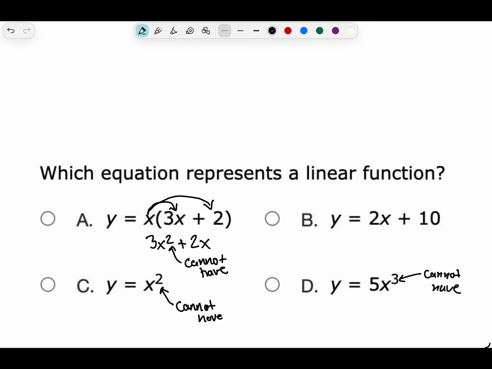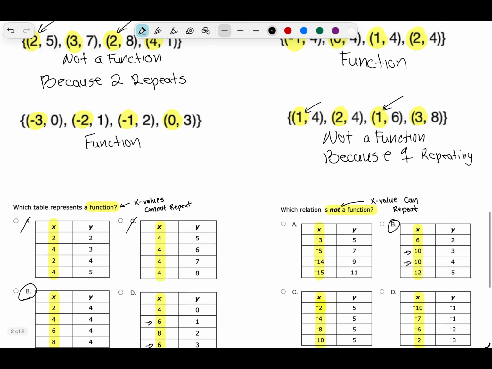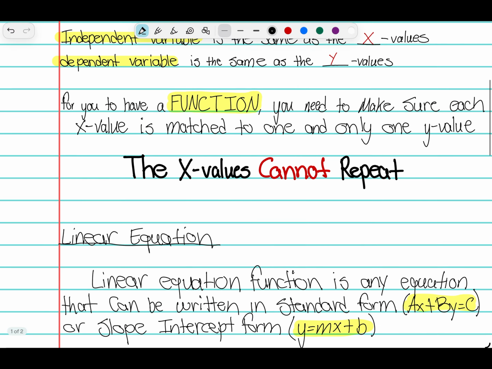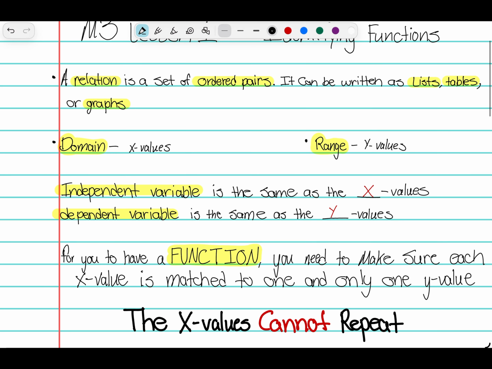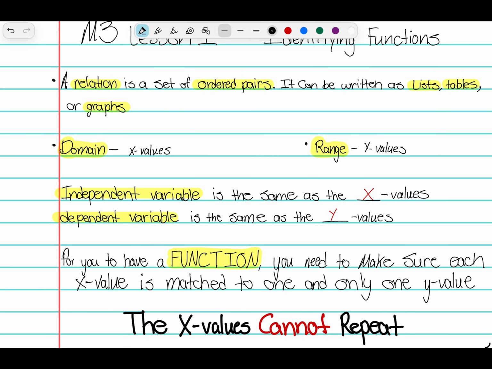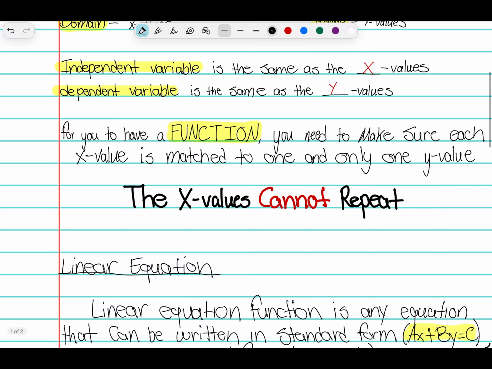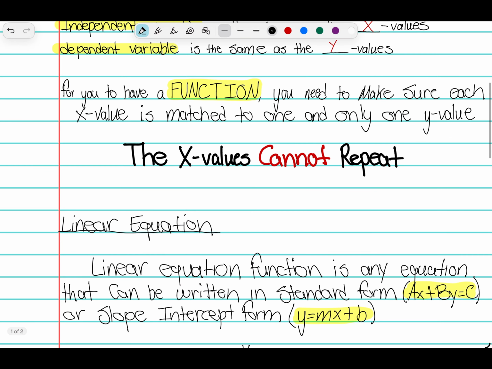So the only one that fits the standard of a linear function will be answer choice B, because it is in slope-intercept form. Alright, so now that we have covered everything dealing with identifying functions, whether looking at it as a list, a table, or an equation, we have to remember that if it's in a list or a table, the x values cannot repeat, and if it's in an equation, we're looking for it to be in standard form, which is ax plus by equals c.